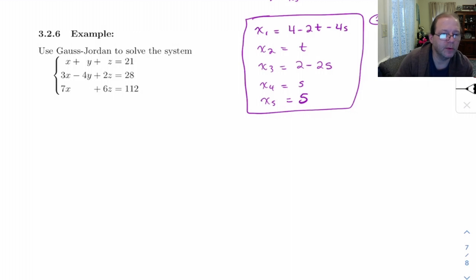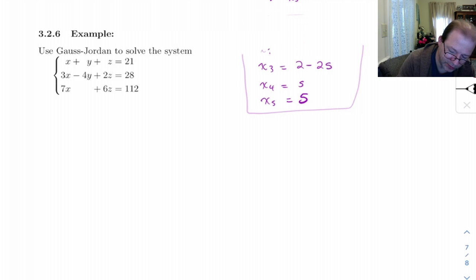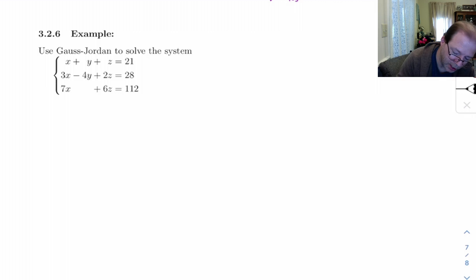All right, let's look at example 326. Use Gauss-Jordan to solve these three equations. Now notice, if we think about this geometrically, these are three planes. And when you have three planes, you can either have no solution, a single solution, or infinitely many solutions.